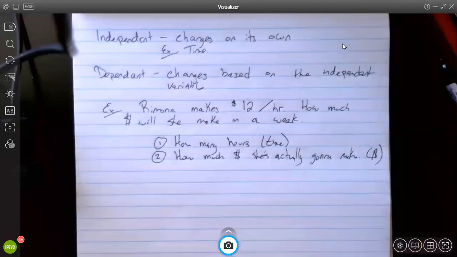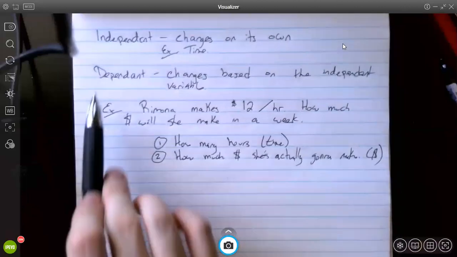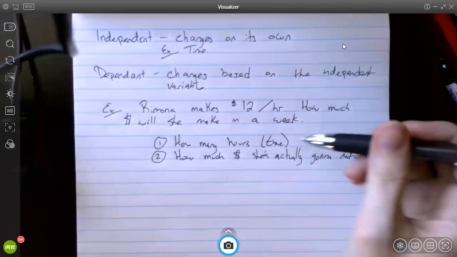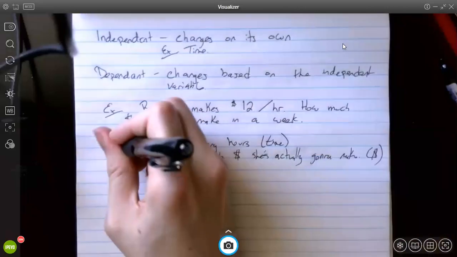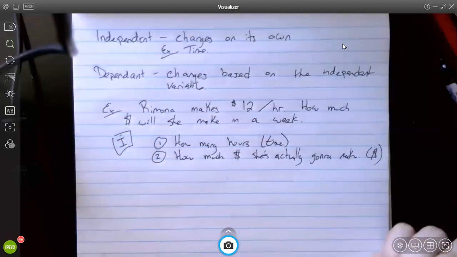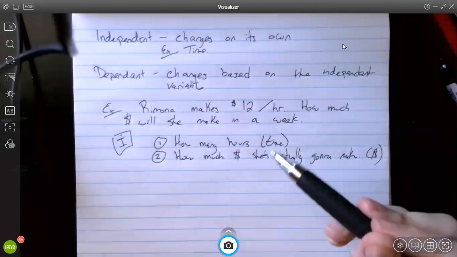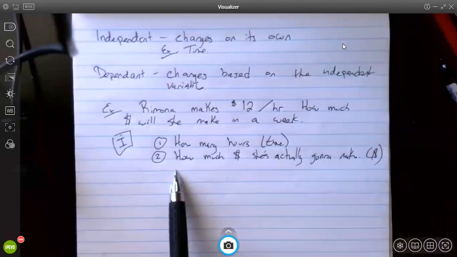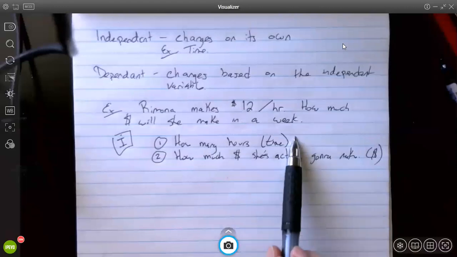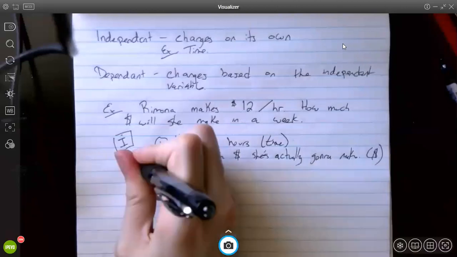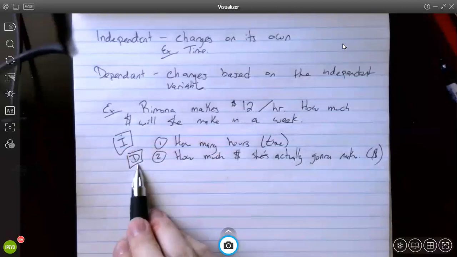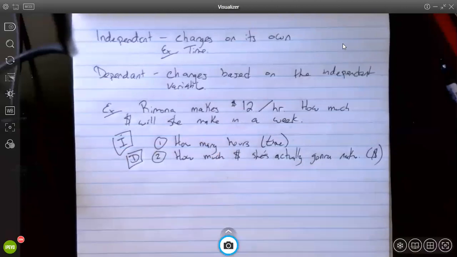Now, usually it's easier to identify the dependent variable first, unless one of them is time, and then you always know it's independent. So I might just right away say, okay, this is going to be my independent variable because it is time. But if you weren't sure about that, you would say, okay, which one of these depends on the other? Well, the amount of money that she makes in a week depends on how many hours she works. The more hours she works, the more money she's going to make. So this amount that she's going to make is dependent on the time. So it's dependent on the other variable.